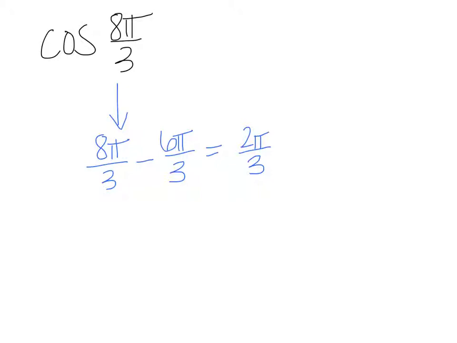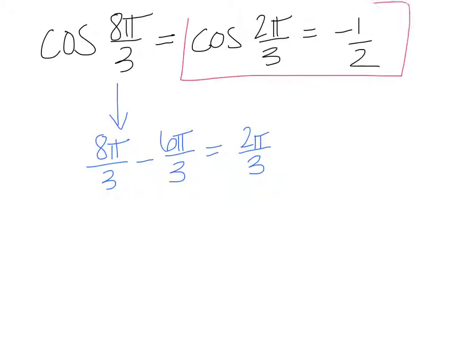Okay, so I've shown my scratch work. I'm going to go back up next to the problem and say, all right, the cosine of 8 pi over 3 is really equal to the cosine of 2 pi over 3. What's the cosine of 2 pi over 3? Negative 1/2. And so my answer: the cosine of 2 pi over 3 equals negative 1/2.